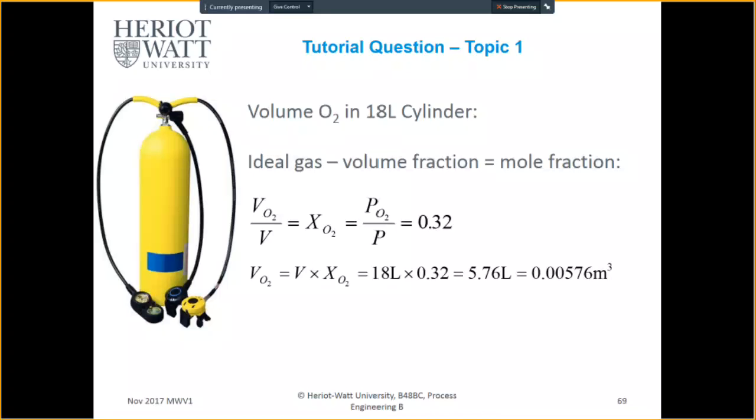So remember, for an ideal gas, the volume fraction is equal to the mole fraction, and that is equal to the pressure fraction, right? So if you have 18 liters of a gas and you know 0.32 volume percent of that is oxygen, you can calculate it: 18 times 0.18 times 0.32. And that gives you the volume, which is 5.76 liters of oxygen.